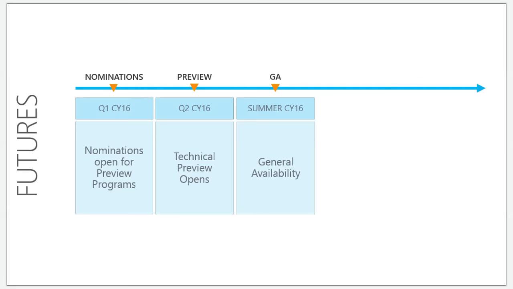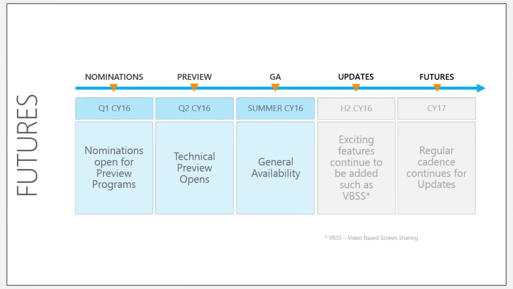Then come the summer, of course, we will have general availability for the client. You've already spent a few months with it, so hopefully it won't be a big surprise, and you'll be able to enjoy it and begin deploying it out. And after that, we'll do the cadence that Shawn has just talked about with updates.